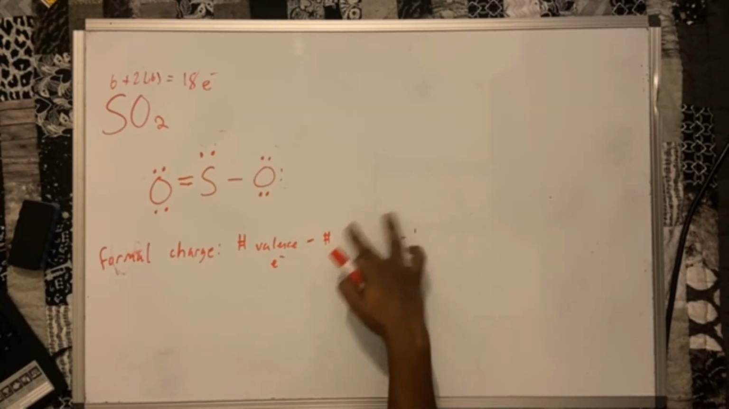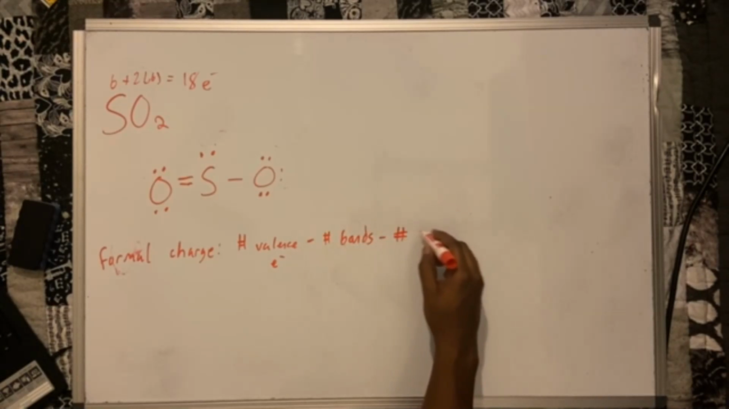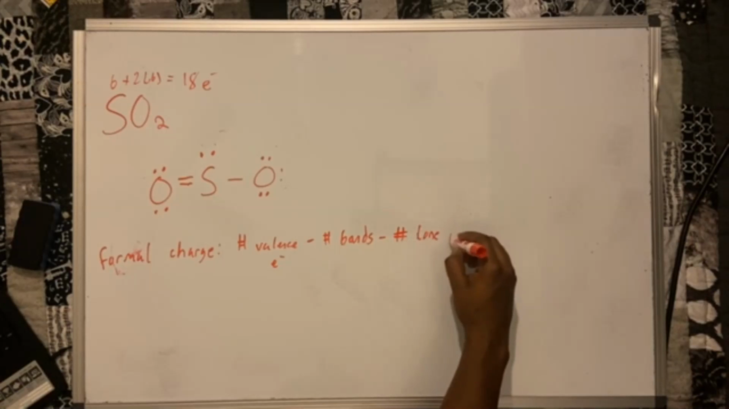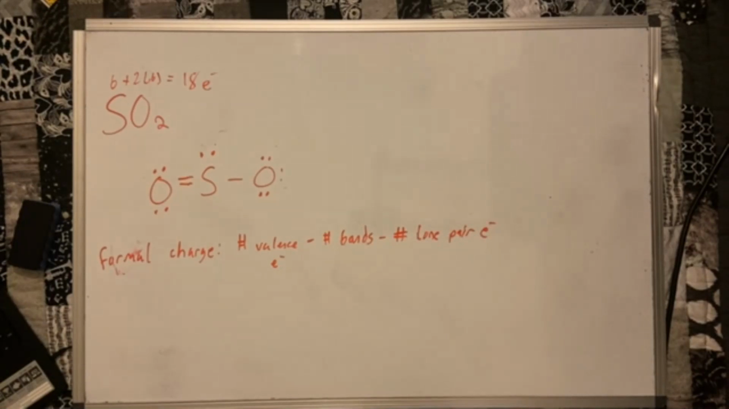Number of bonds, I like this, minus the number of lone pair electrons. That's what I wanted.